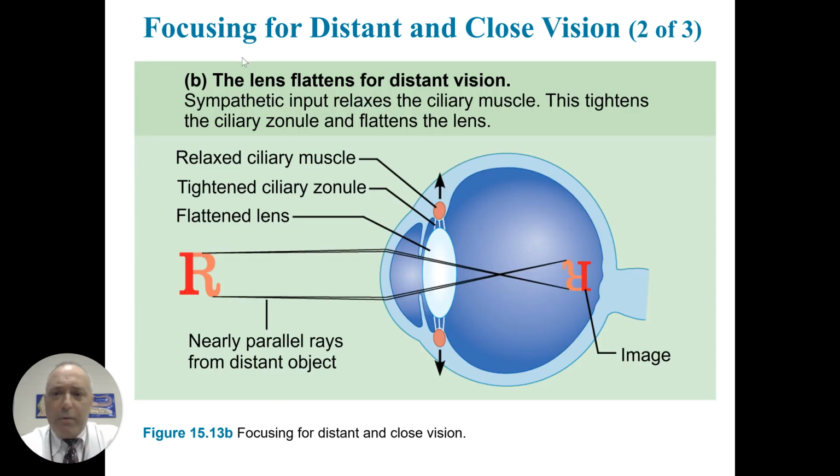So here we show focusing on distant and close vision. So let's start with distant vision. So distant vision, the lens would flatten, and when you adjust your vision to the distant, you can feel your eyes strain just for a second while these muscles reaccommodate the distance. So the ciliary muscle is relaxed, and this flattens the lens because of this tightened ciliary zonule.